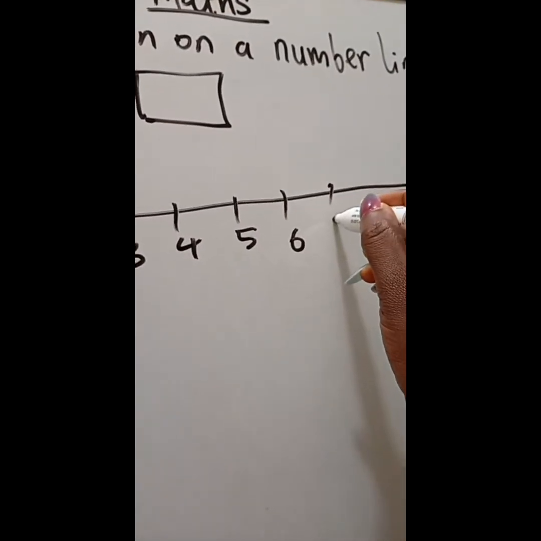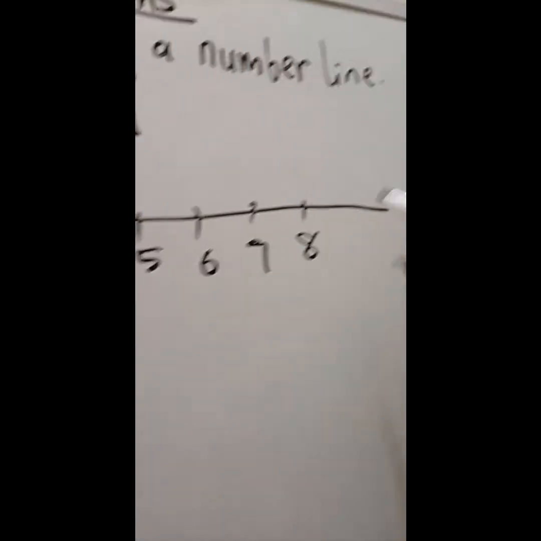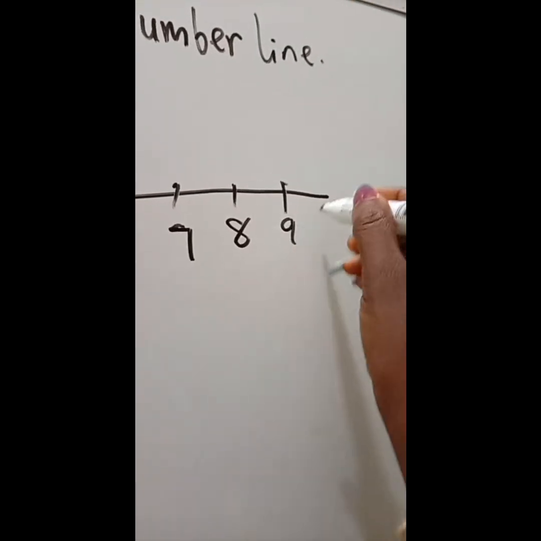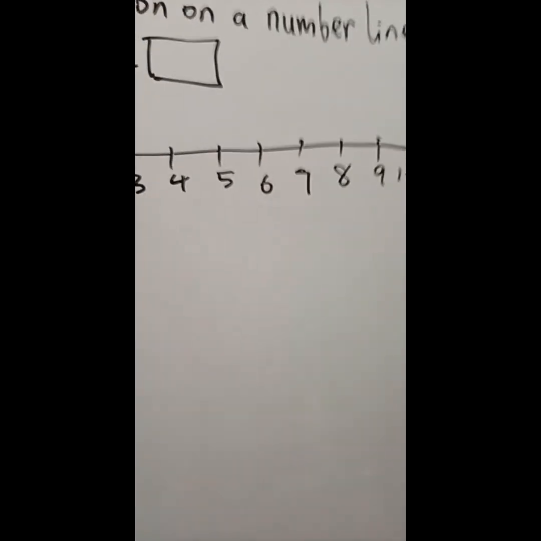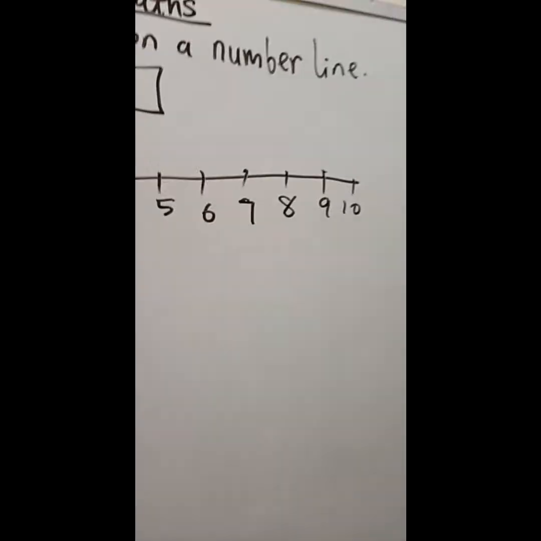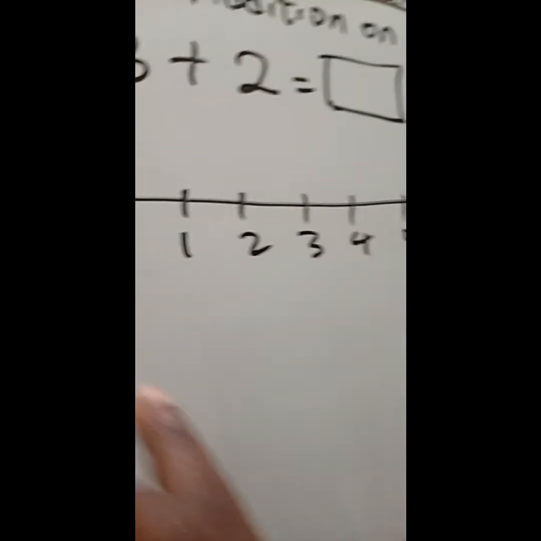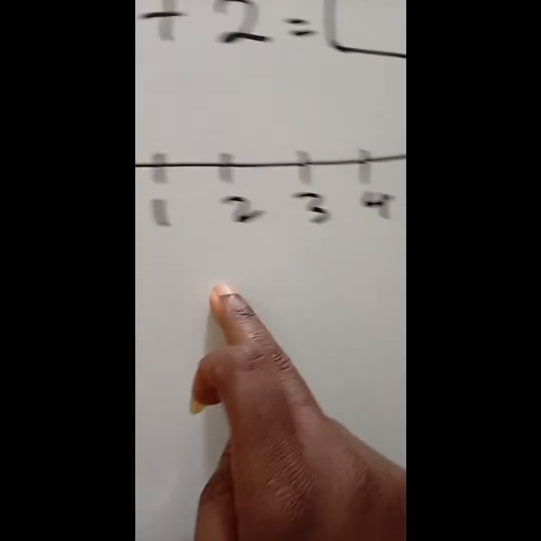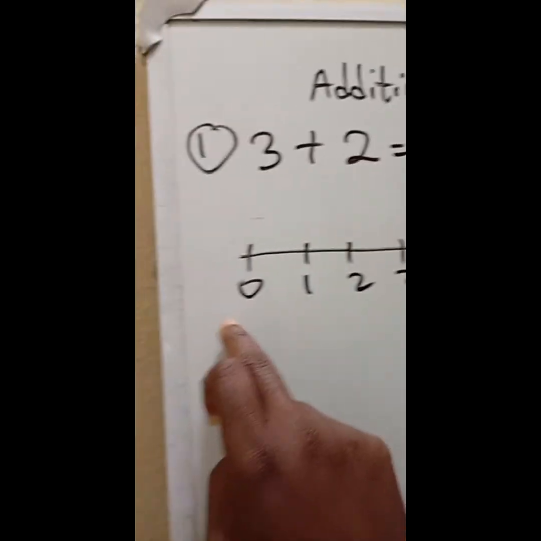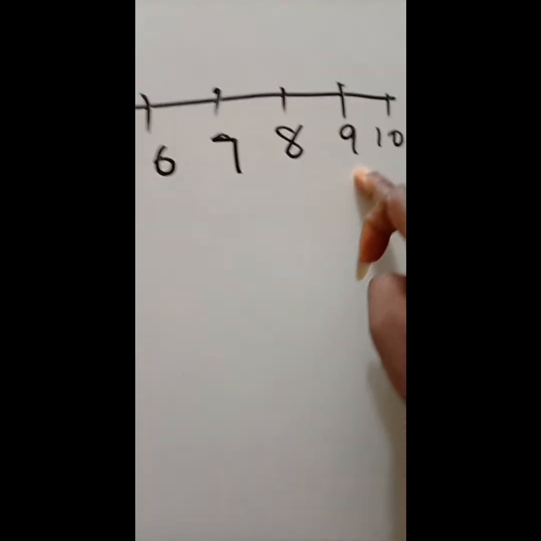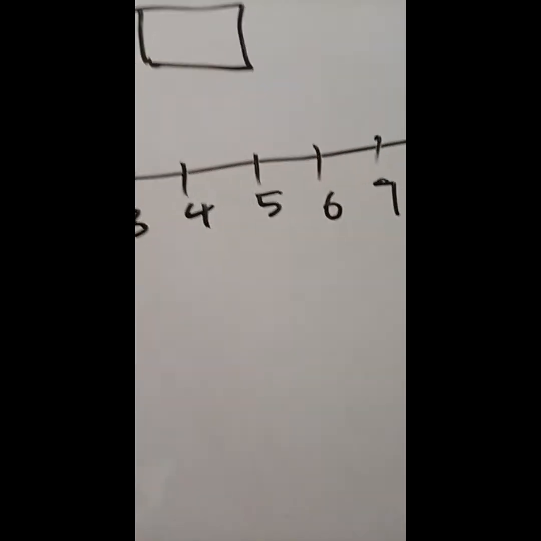You can put as many numbers as you can, depending on the equation or the sum that's given to you. But for starters, we just did from 0 to 10. So this is what we call number line, and it has numbers on it.